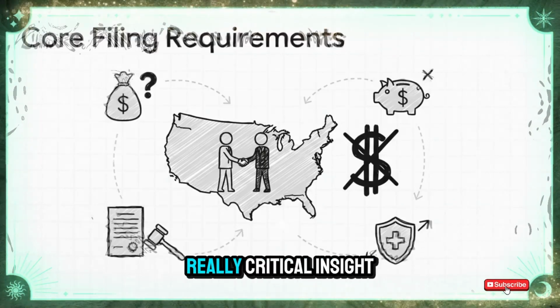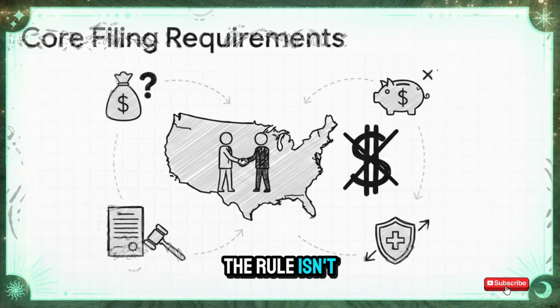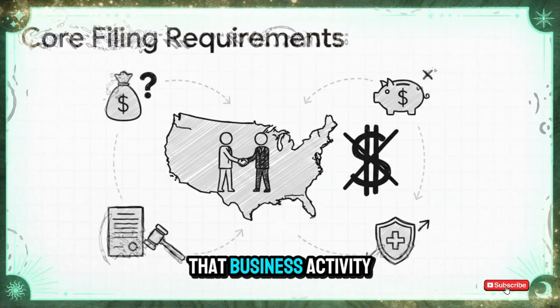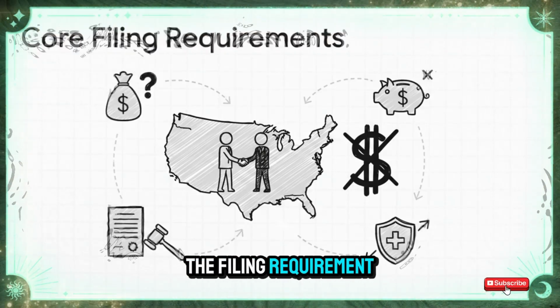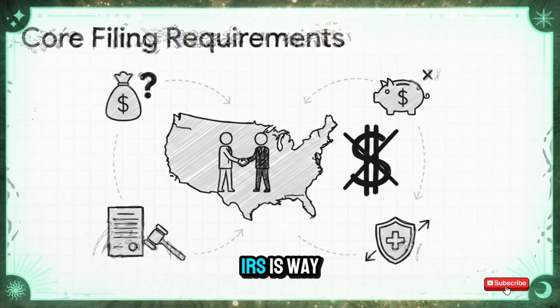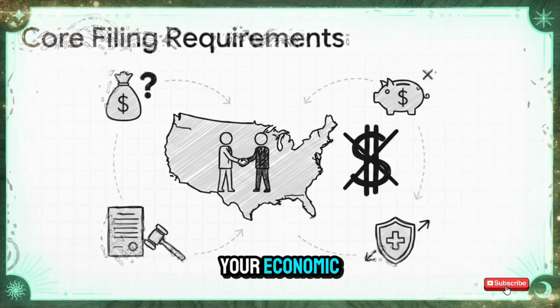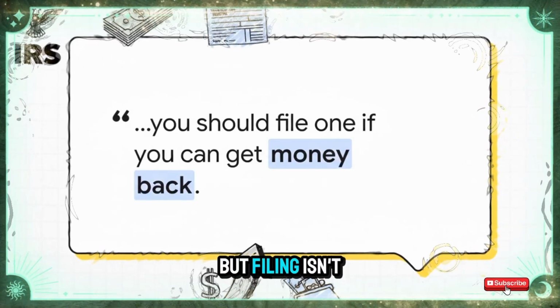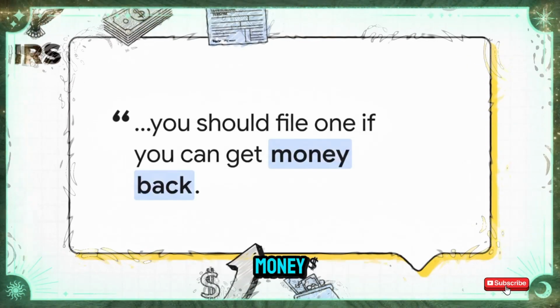And here's the really critical insight. The rule isn't about earning income. Just the act of engaging in that business activity is what triggers the filing requirement. That tells you the IRS is way more focused on your economic connection to the US, not just whether you made a profit. But filing isn't always about owing money.